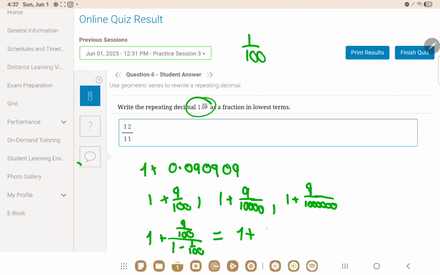So 1 plus 1 over 11. 1 represents 11 over 11, by the way. So 11 over 11 plus 1 over 11 gives you 12 over 11. And that's your final answer. So when you're putting it into your calculator, you could either put this whole thing or just put this and then add it to 1, whatever you like.